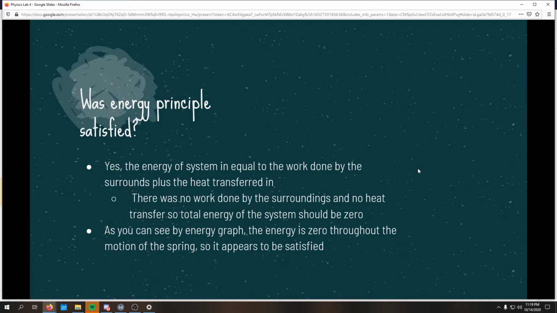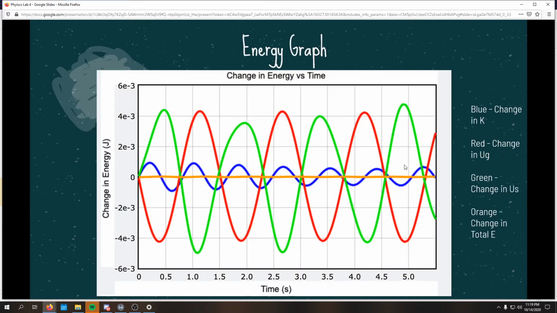And so if we look at whether or not the energy principle was satisfied, we can say yes. So looking at the system that we defined earlier, the system should have no work done on it by the surroundings, as well as no heat transferred to it from the surroundings. So the change in energy should end up being 0 for the entire system throughout the entire time. And as you can see, it stays around 0 throughout the entire time. So that would coincide with our energy principle. And as you can see, the oscillations of the different other energies make up for that fact.